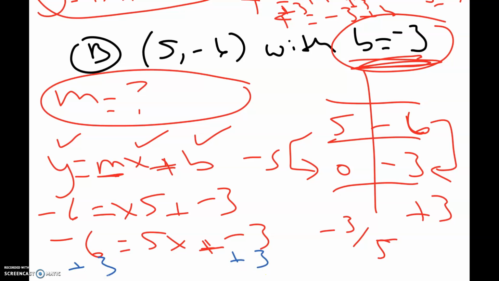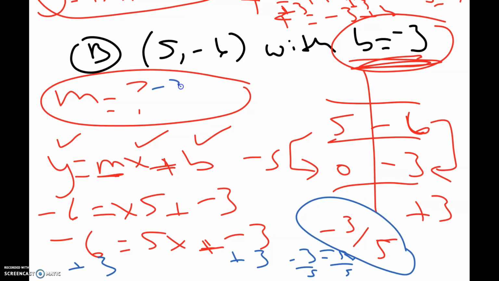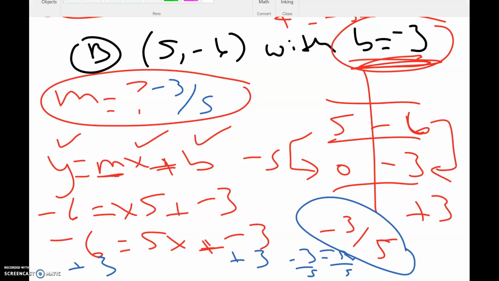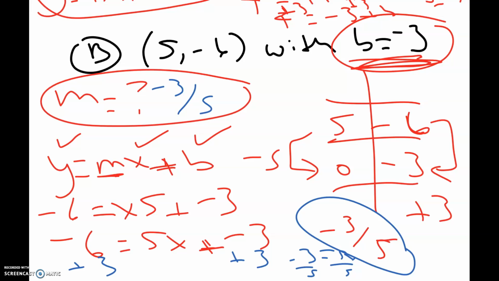So then I would get -3 equals 5x, and then divide both sides by 5. And notice I still get the same slope. Either way, you can get the slope. It might look different, but again, remember, they might look different, but they're really not.